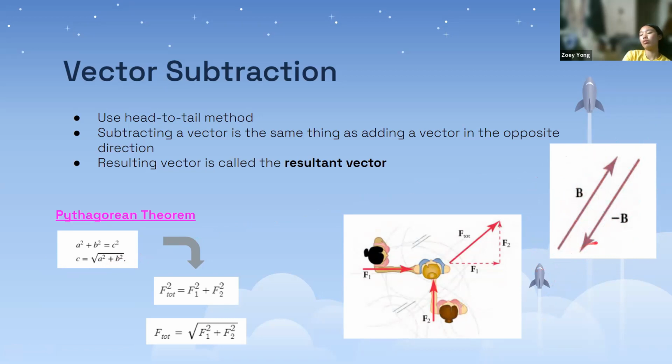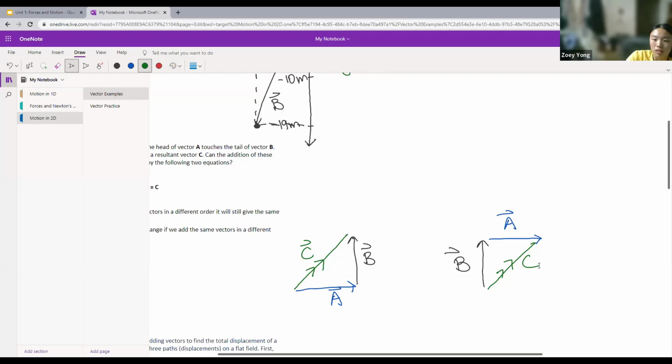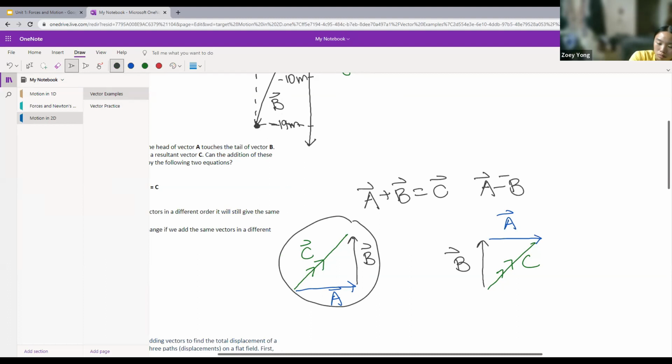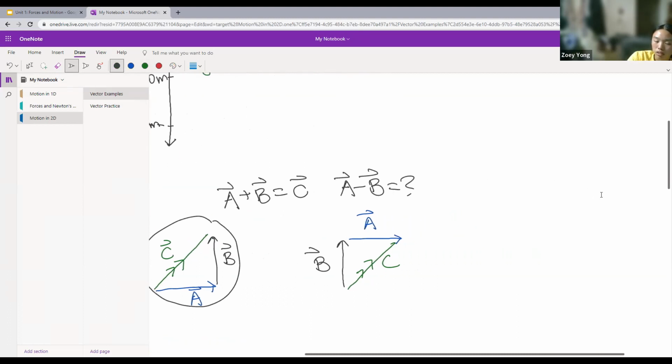So for vectors, if you just stick a negative in front of it, then the arrow is going to flip in direction, flip 180 degrees. For this particular one, it was vector A plus vector B equals vector C, right? But what if we wanted to do vector A minus vector B? We'd still draw A the same way because it's still positive. We're not subtracting, we're just adding A.